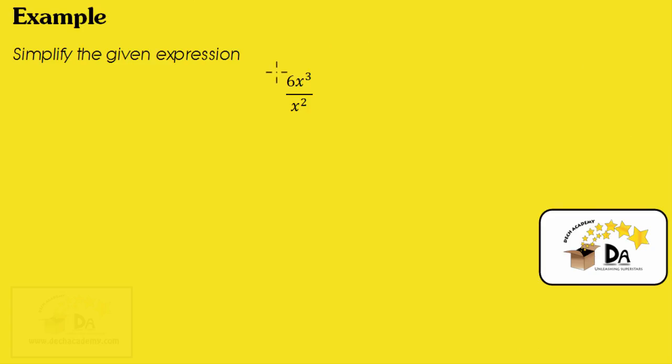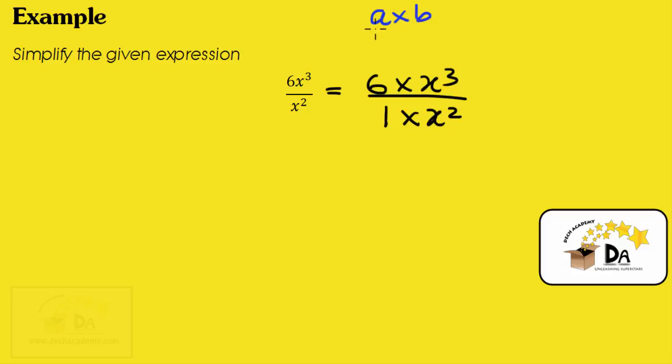Here's another example of an algebraic expression which needs to be simplified. This expression can be written as 6 times x cubed divided by 1 times x squared. And as you know, when you have a fraction like a times b divided by c times d, where the numerator is a product of two terms and the denominator is a product of two terms, or even more terms, you can form fractions as you wish, and you can express the original expression as a product of the two fractions that you form.